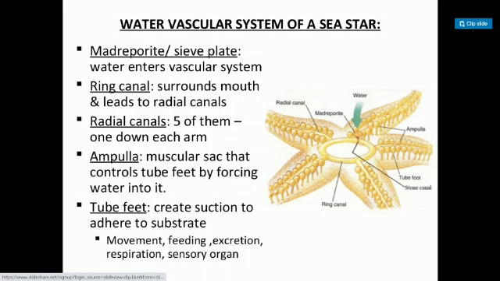Now students, we will discuss the body shapes of echinoderms. The body shape of echinoderms may be spherical or round like in the sea urchin, or cylindrical like in the sea cucumber, or star-shaped as in the starfish or the brittle star. So this is all about the phylum Echinodermata.